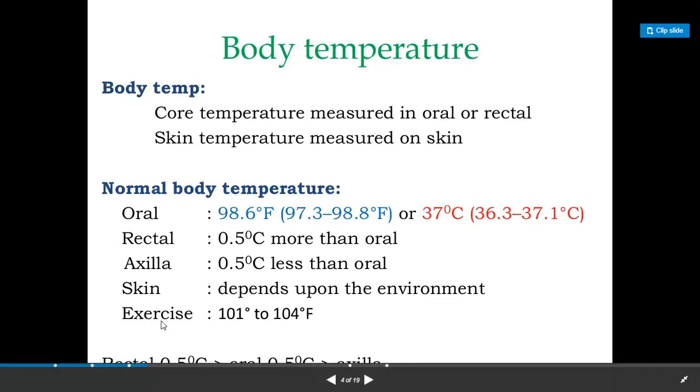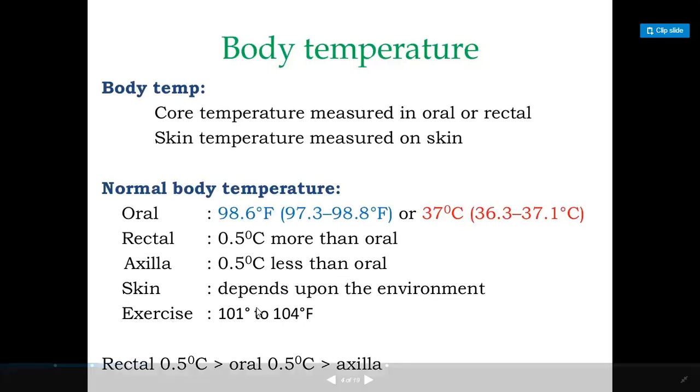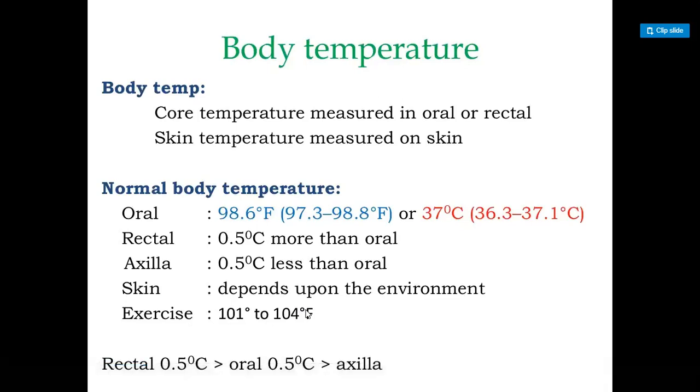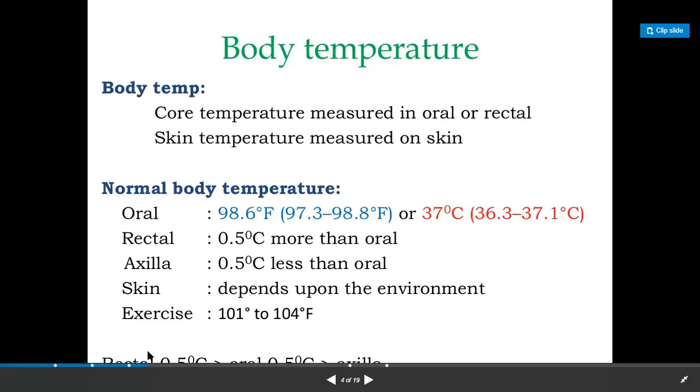Now, during exercise, when you are sweating or your temperature is increased, you could get up to 104 degrees Fahrenheit, from 101 to 104 degrees Fahrenheit. Remember, we said that the normal range in the oral cavity is this. But when you are doing exercise, your temperature can increase up to 104 degrees Fahrenheit. It is not yet a serious problem at this value, but once it goes above this, then it's a huge problem.